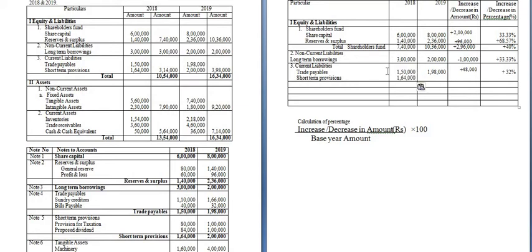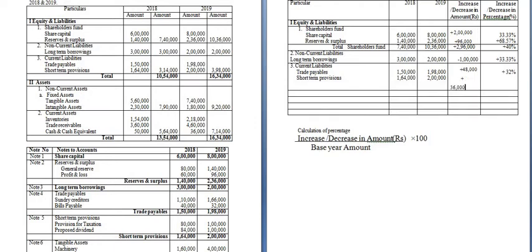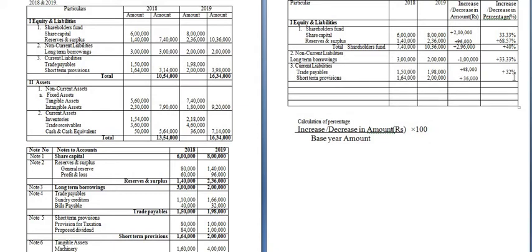So write here 1,64,000, and for 2019 it is 2 lakh. So write in the 2019 column 2 lakh. Make the comparison. The amount of short-term provisions is increased by how much? 1,64,000 minus 2 lakh, which is equal to plus 36,000. So write it right here.